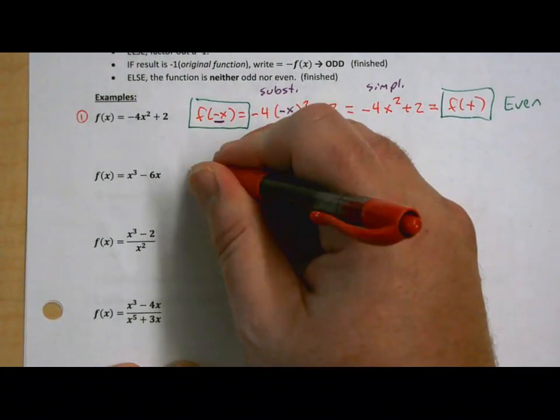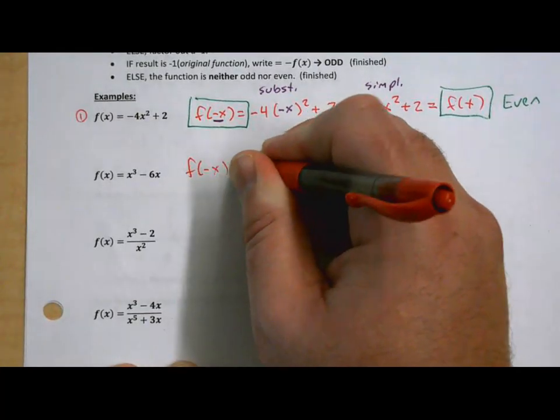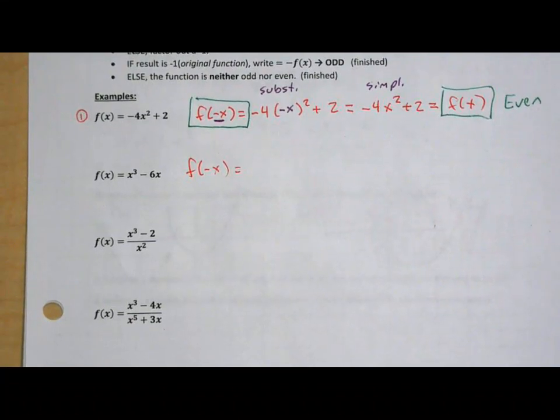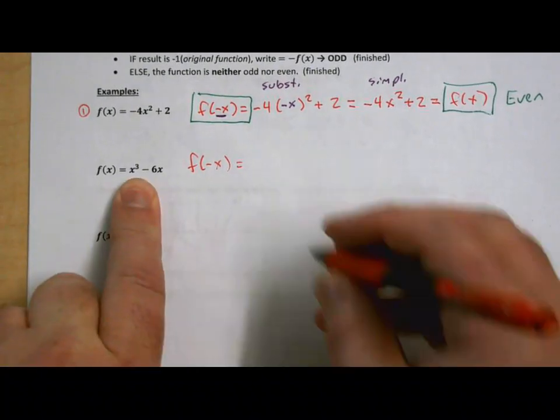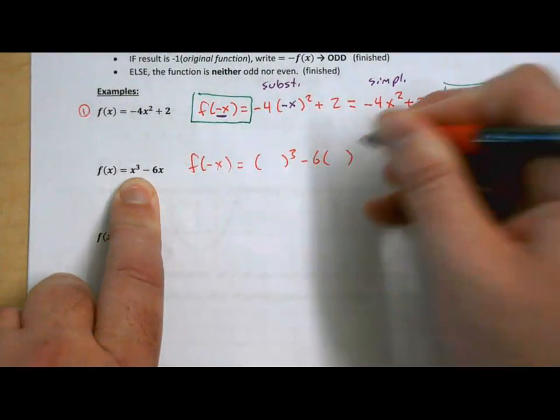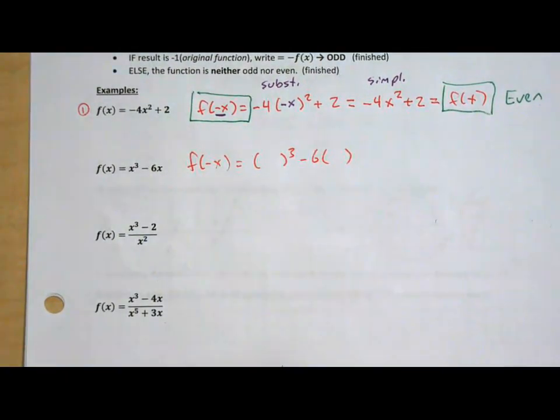We're going to start with f of negative x equals. Let's do our substitute step. So I'm going to rewrite my function. I'm leaving out all of my x's. There's 2 this time. And we're going to replace all those x's with negative x's.